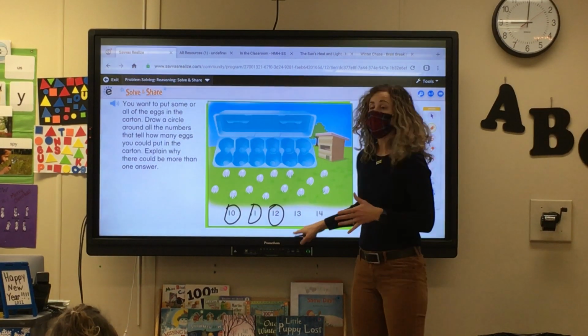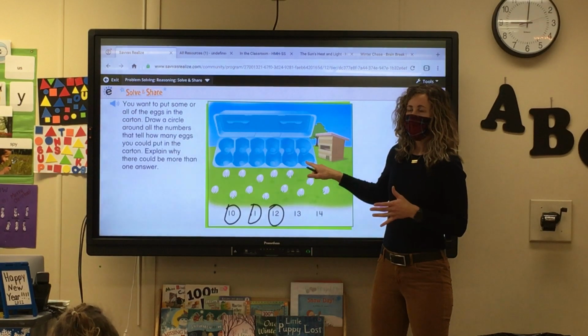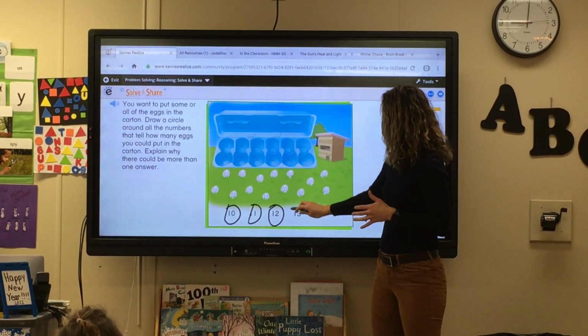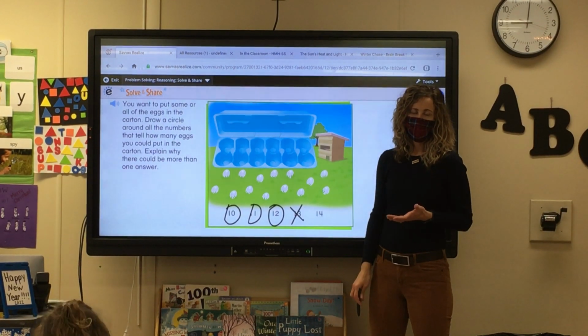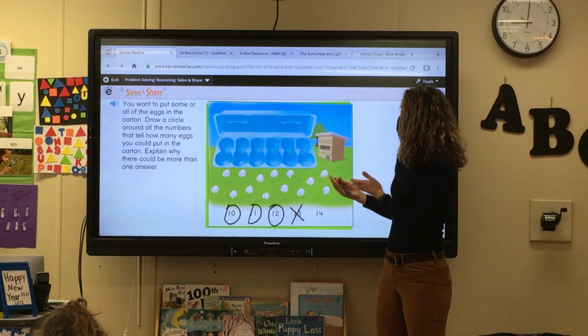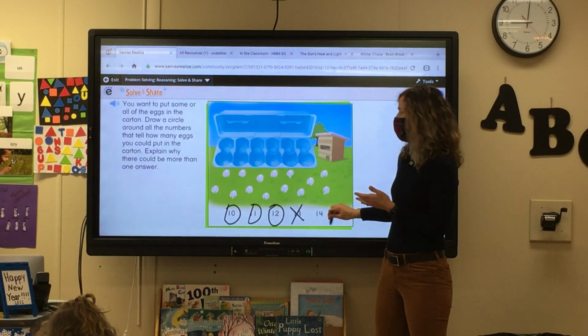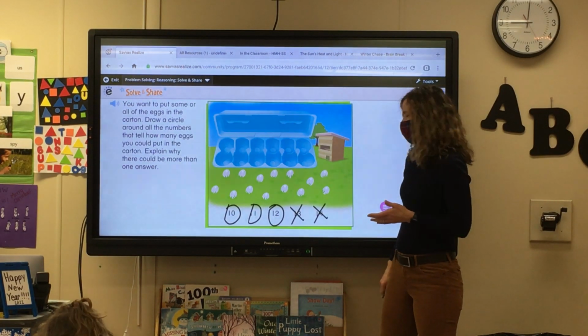All right. Can we fit 13 eggs in here? No. Ooh, no. 13's not gonna work. Let's put an X on that. We can't fit 13 because there's not enough space. 13 is more than 12. Can we fit 14 eggs? No. Very good. All right.